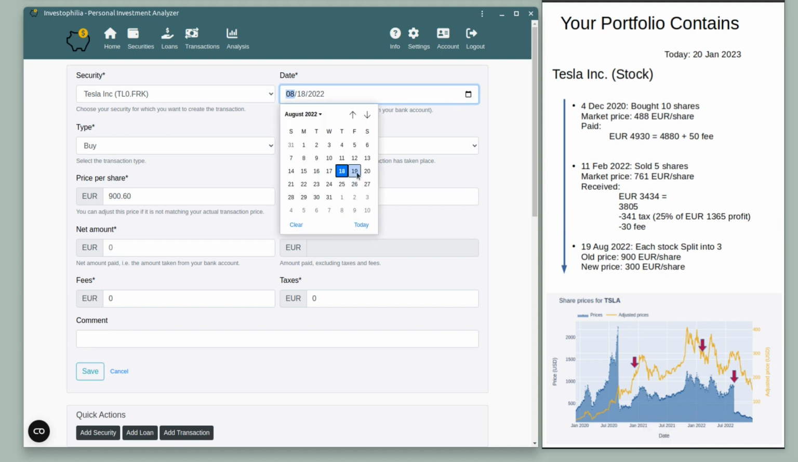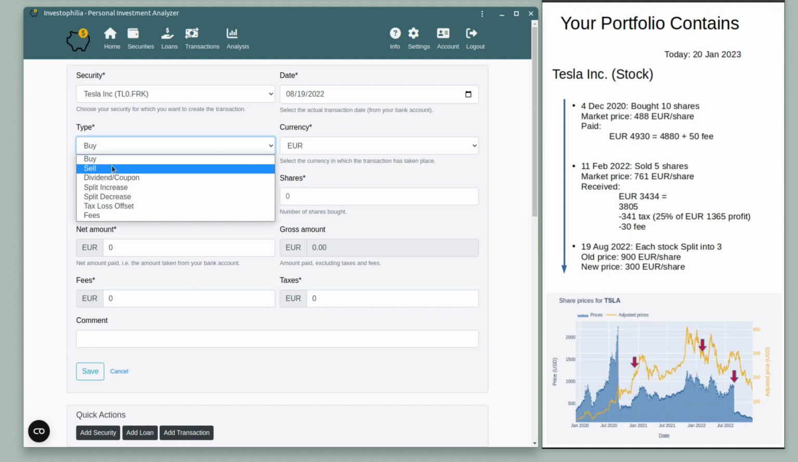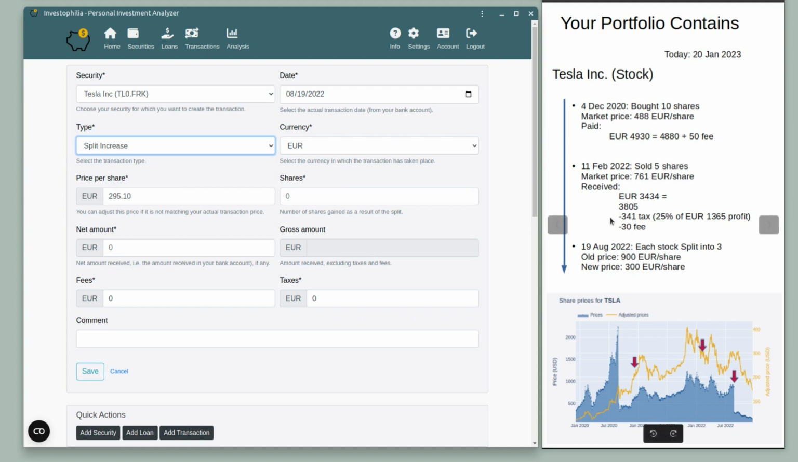Then I give back this 19, and I didn't receive any value. I just put 0 here. But how many shares did I receive? So here you should put how many shares you have received. Oh, by the way, the most important thing I just forgot is the transaction type. In the transaction type, you should choose split increase because this is a split increase transaction.